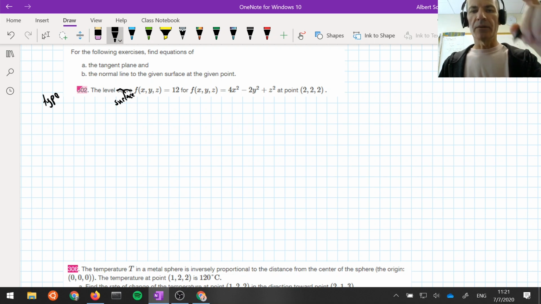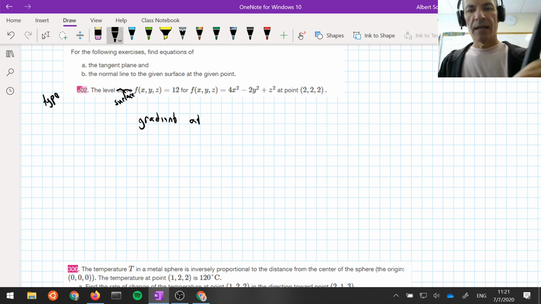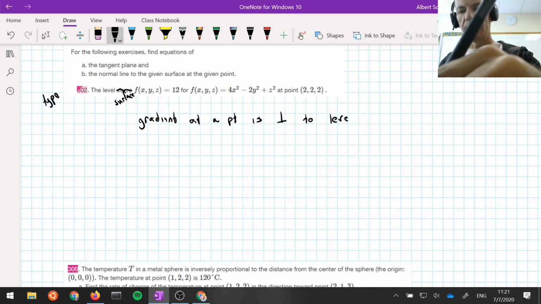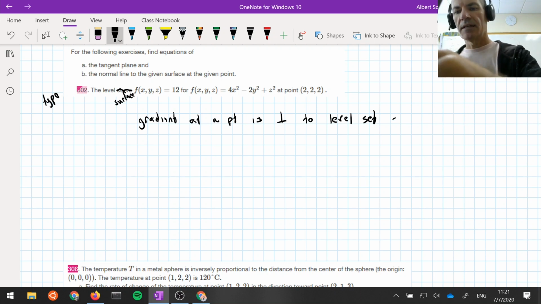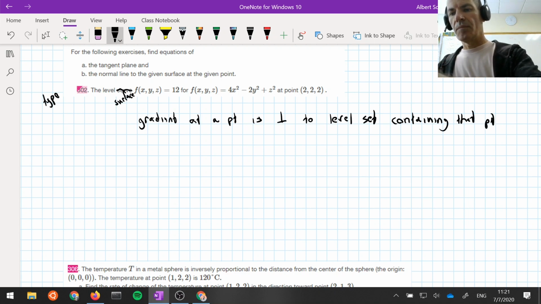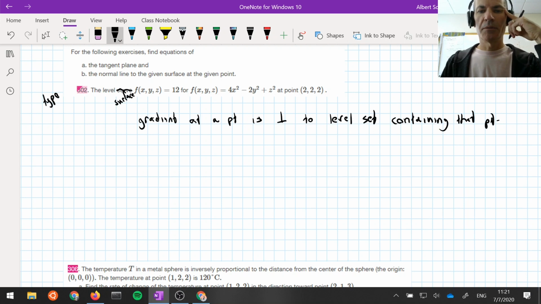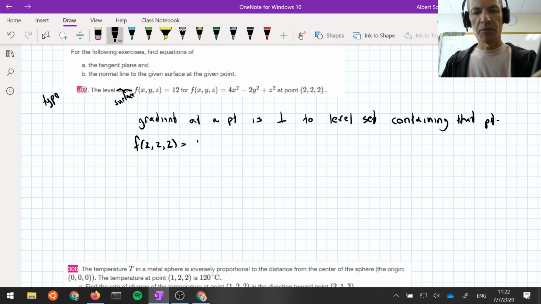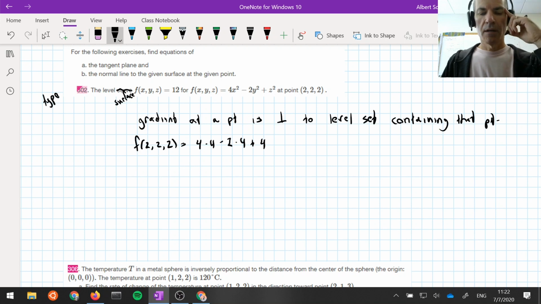And what do we know? We know that the gradient at a point is perpendicular to level sets, the level set containing that point. So let's look at this point 2, 2, 2. What happens when you plug 2, 2, 2 into the expression for f? F of 2, 2, 2 is equal to 4 times 4 minus 2 times 4 plus 4. That's 16 minus 8 plus 4, that's 12.